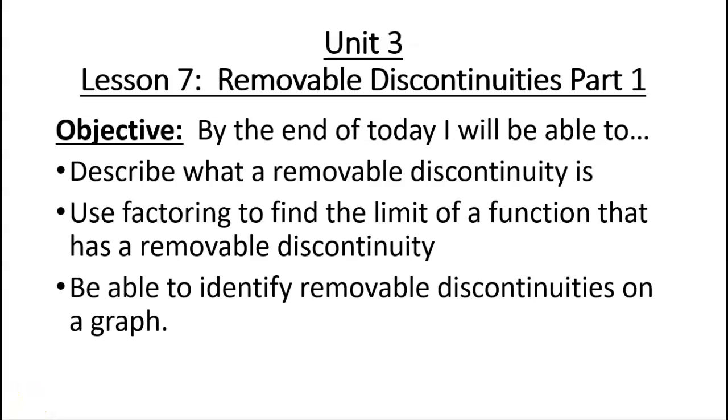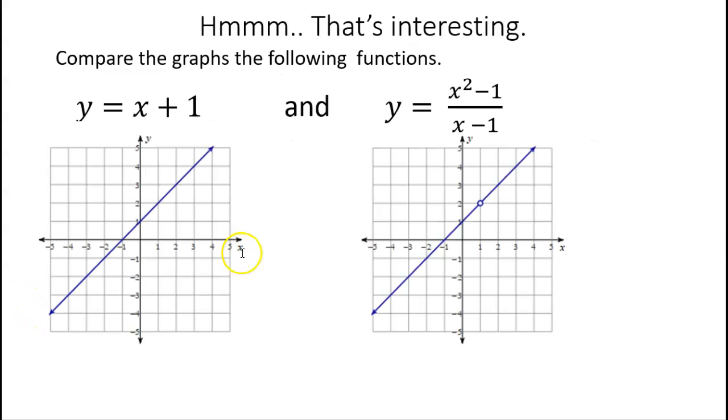Basically, that means it's a discontinuity where the limit exists even though the function is not continuous at that point. Now, there are algebraic strategies we're going to use to find these limits, and one of them is a method known as factoring. You guys know what factoring is, right? You can actually use factoring to find the limit of a function that has a removable discontinuity, and I'll show you how to do that. Next, we will also look at what removable discontinuities look like on graphs. All that being said, let's jump into a question here.